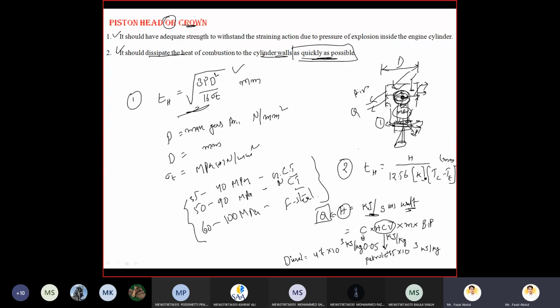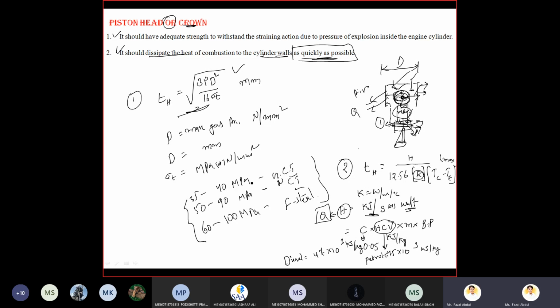And now what is the k here? K is the thermal conductivity. You already studied heat thermal conductivity in the heat transfer subject in a previous semester. Its unit is watt per meter per degree centigrade.